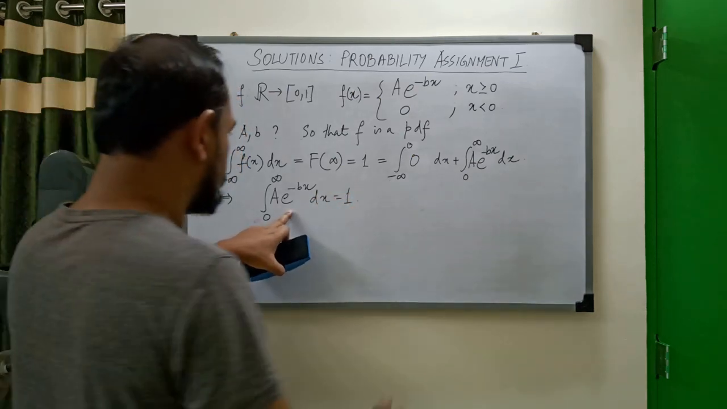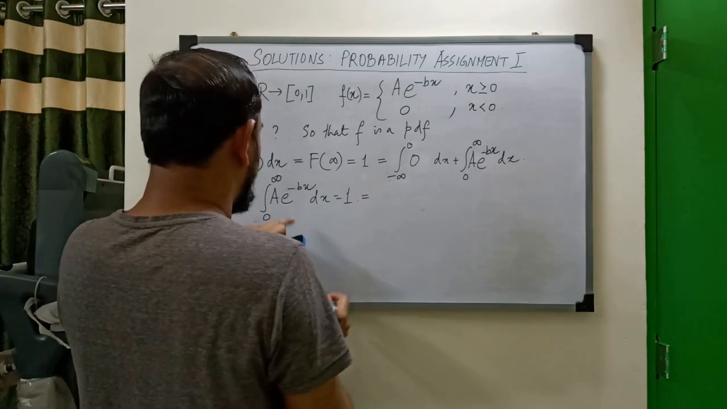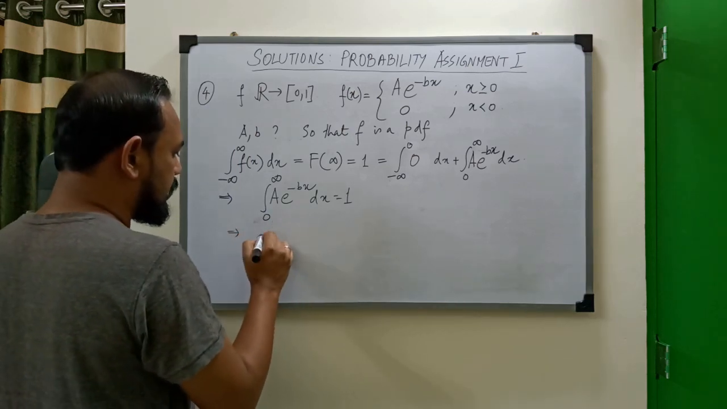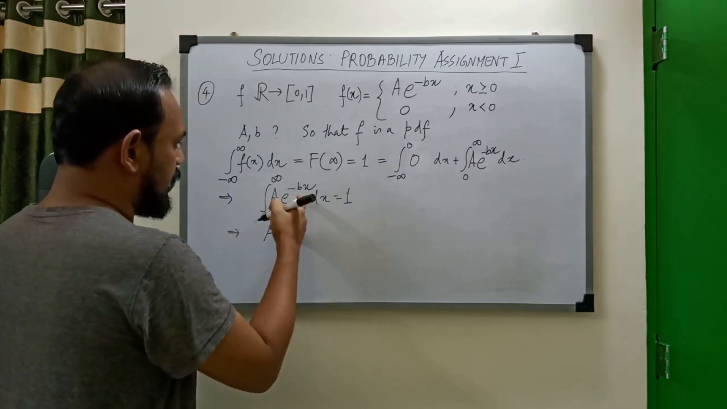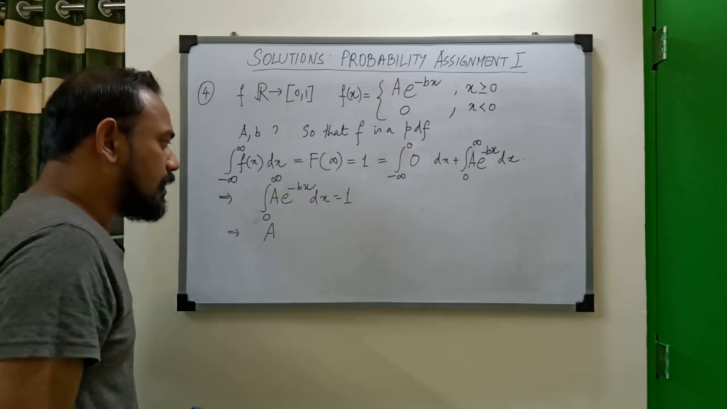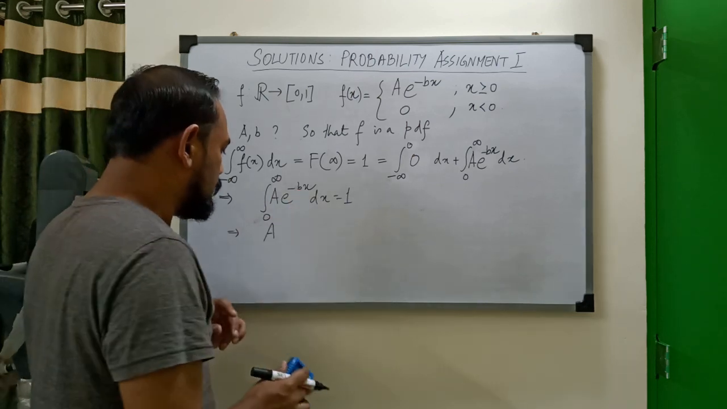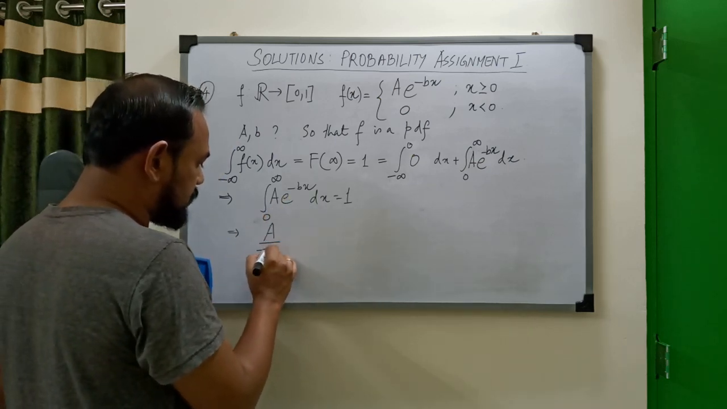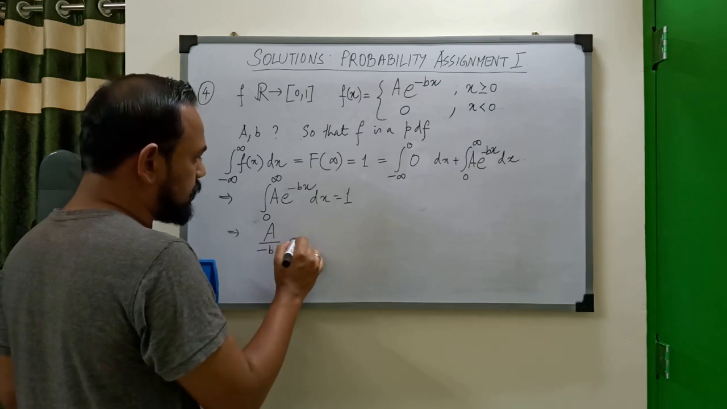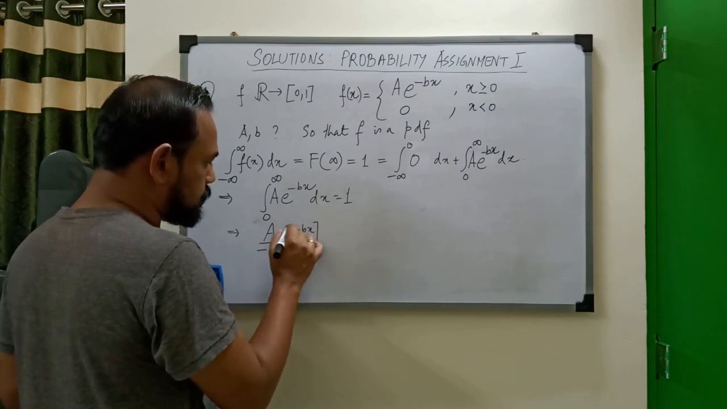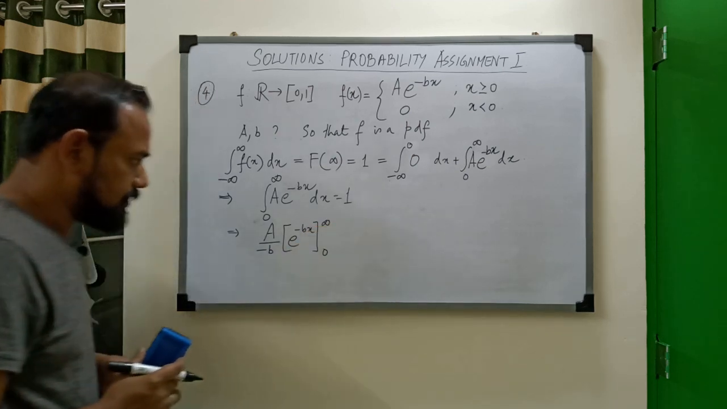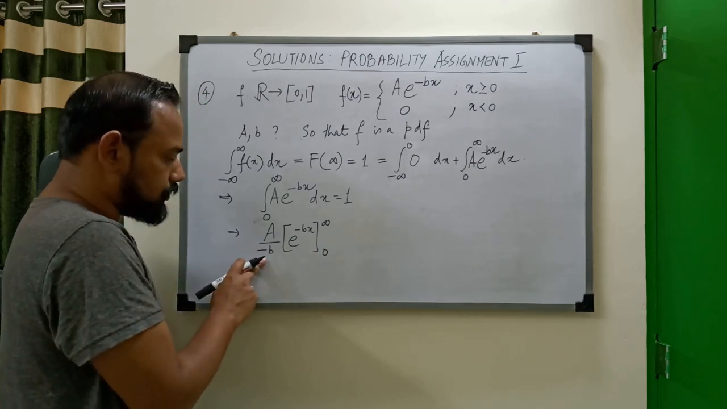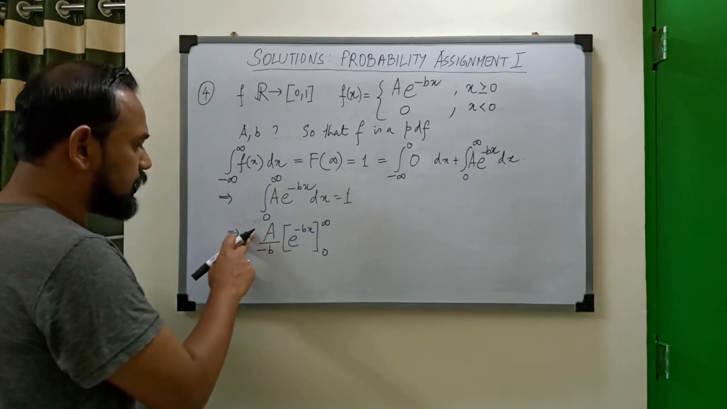So let's just integrate this. What do I get if I integrate this? Capital A is a constant. Now, there are many possibilities for b, okay? If b is not 0, then I can write this as A by minus b e to the power minus bx. That's going to be the integration from 0 to infinity. The limits will be from 0 to infinity, but this is valid only when b is not 0. If b is 0, I can't divide by 0.